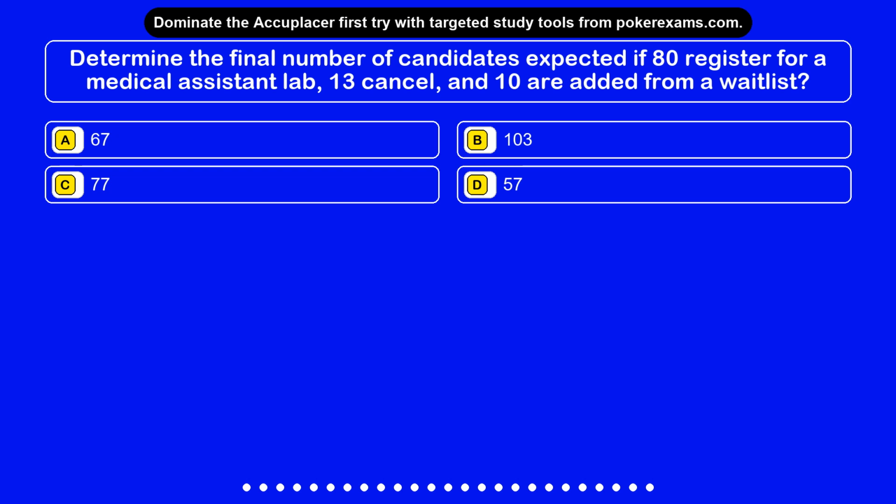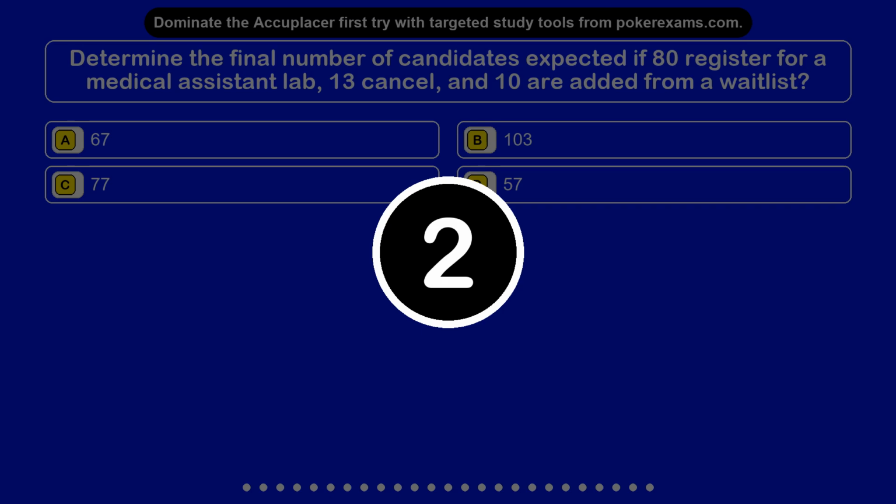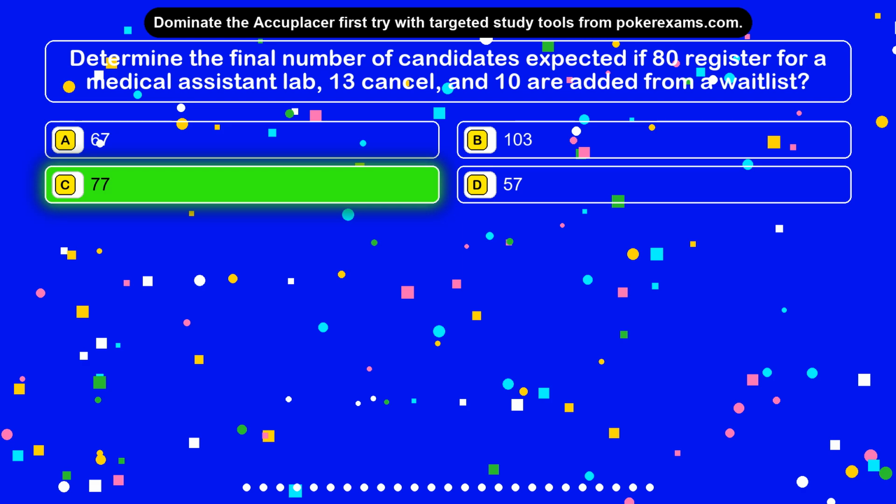Question 1. Determine the final number of candidates expected if 80 register for a medical assistant lab, 13 cancel, and 10 are added from a waitlist. Option A, 67. Option B, 103. Option C, 77. Option D, 57. The correct answer is option C, 77.